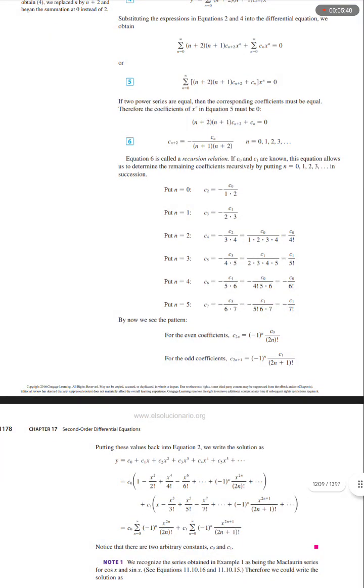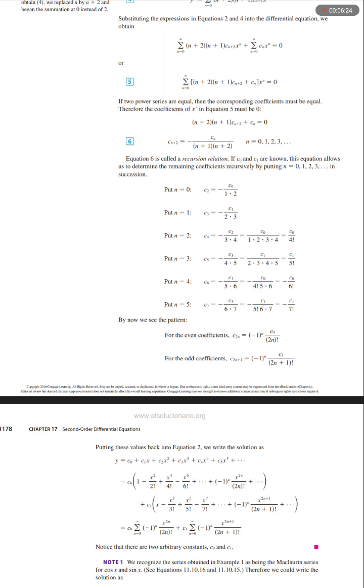If two power series are equal, then the corresponding coefficients must be equal. Therefore, the coefficients of x to the power n in equation 5 must be 0. (n+2)(n+1) c sub n+2 + c sub n = 0. Equation 6: c sub n+2 equals negative c sub n over (n+1)(n+2), n equals 0, 1, 2, 3, ellipsis.